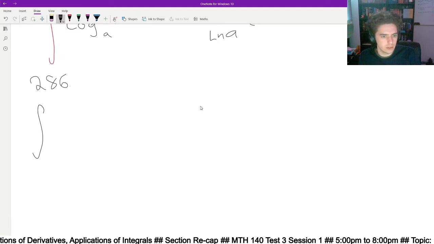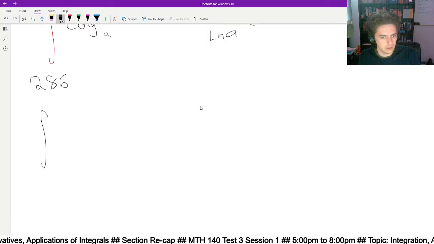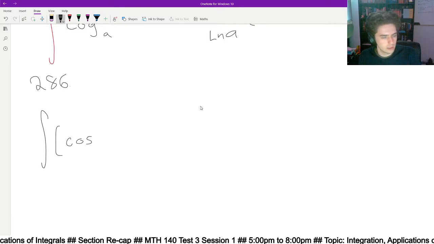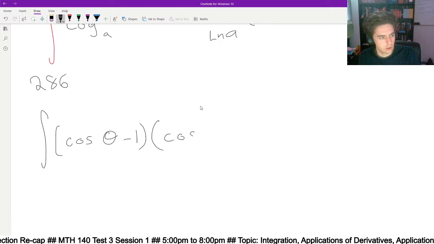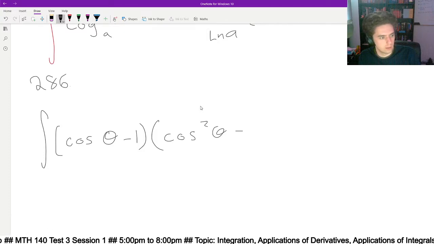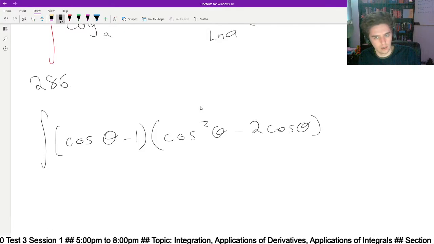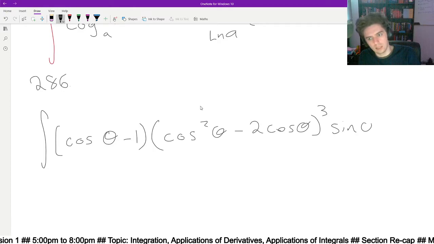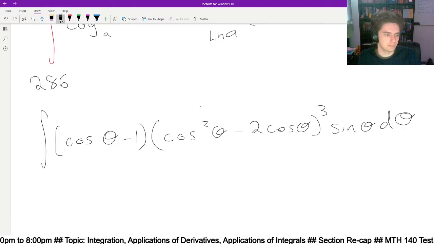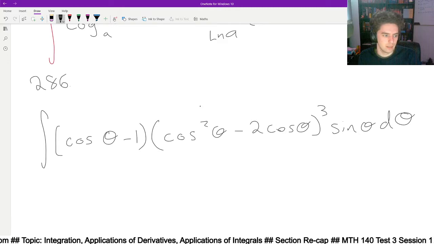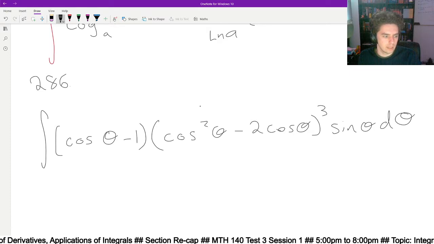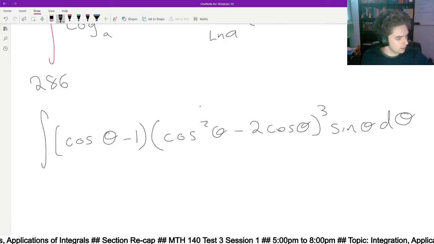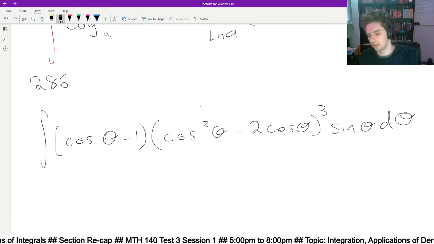That's the integral of cos theta minus 1 over cos squared theta minus 2 cos cubed theta sine theta d theta. Let me write that a little nicer. I think they want to see identities. Yes, I should, because I think I did this one actually. Wait, let me check. Take some identities out here. Let's see what I have.